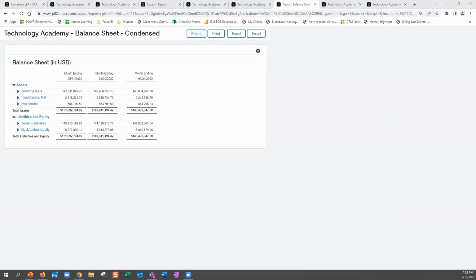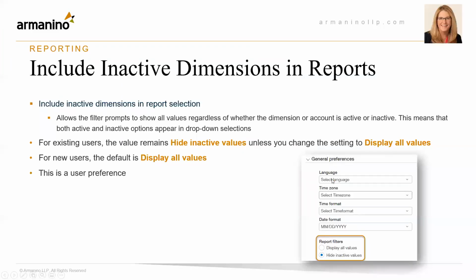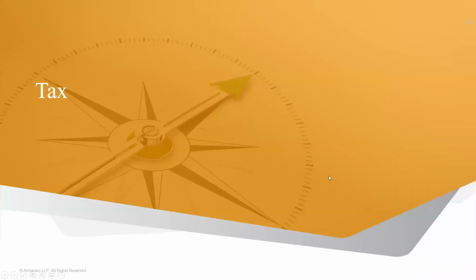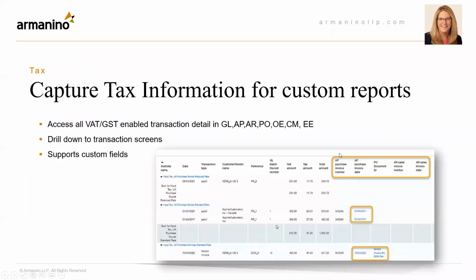Let's go back to our, all right, tax. They've made some nice changes in tax for this release, and this is all related to reporting for the most part. You can capture tax information for custom reports. They've enabled accessing all VAT and GST transaction detail in general ledger, AP, AR, purchase order, order entry, cash management, and employee expenses. You can drill down on transaction screens and it supports custom fields.